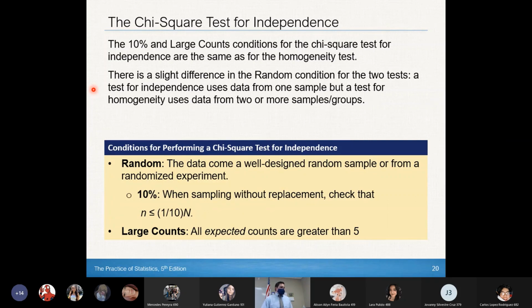Right, so in this case, the random condition is that the data come from a well-designed random sample or from a randomized experiment. For the previous randomness condition, they had to be from two independent samples or independent groups. They can't be from the same sample or same groups. And we've got 10% with sampling without replacement, and large counts, all expected counts are greater than 5. Again, we have random, 10%, and large counts conditions that must be verified.